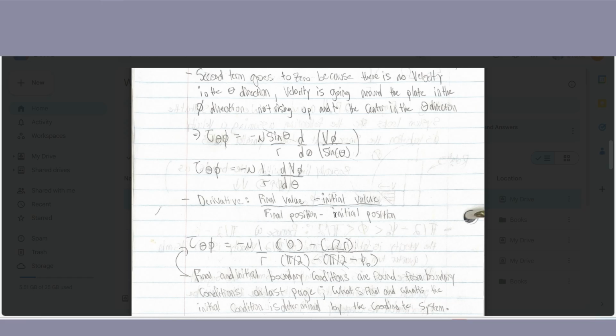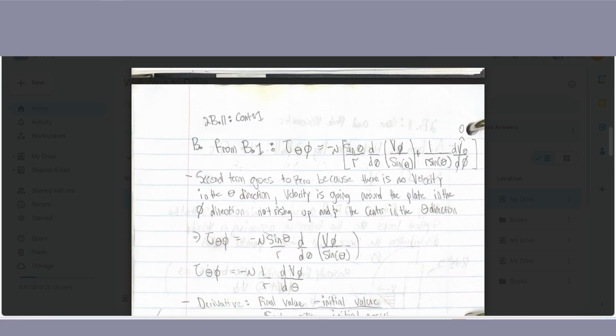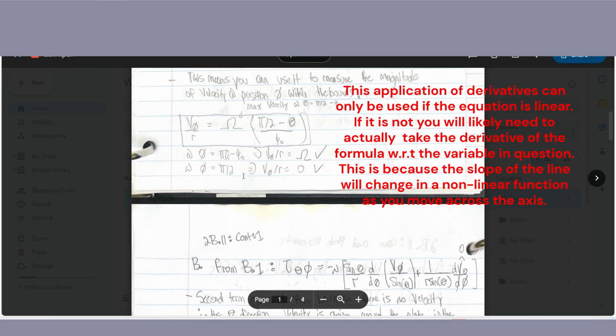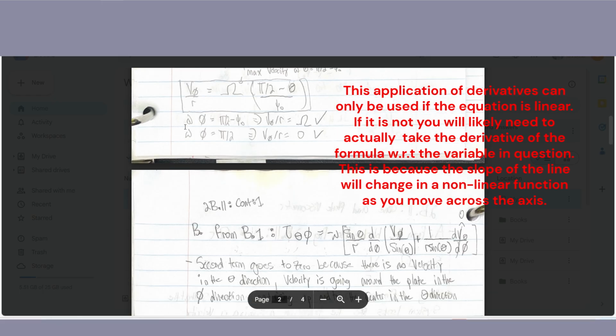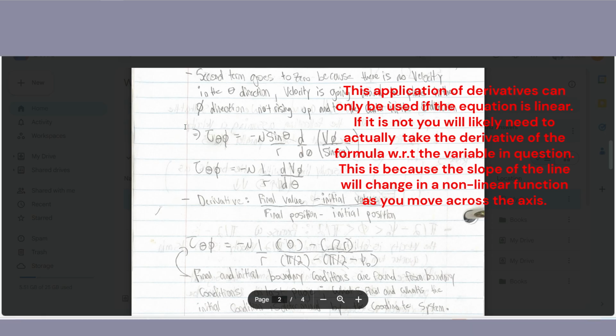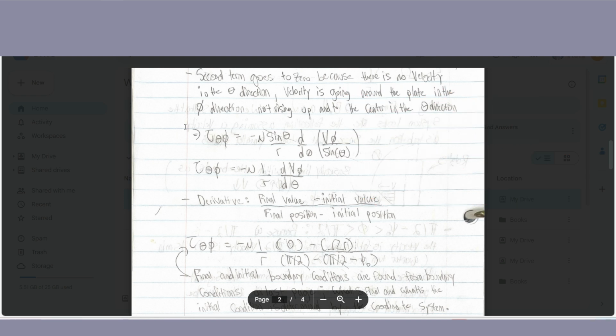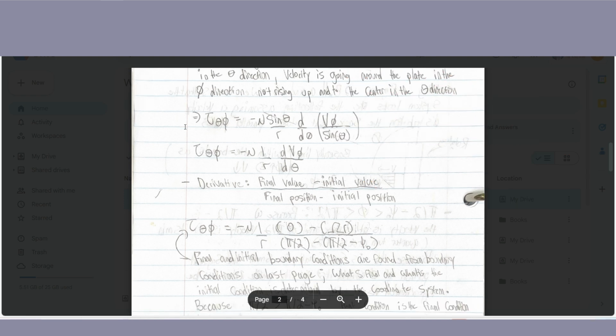And so since this is a linear relationship, we can just calculate the derivative using the final and initial values that we plug in to this equation with respect to theta. And these are theta, these are theta, and this is phi. So a derivative is just the final value minus the initial value divided by the final position minus the initial position. So we're just plugging in those values.